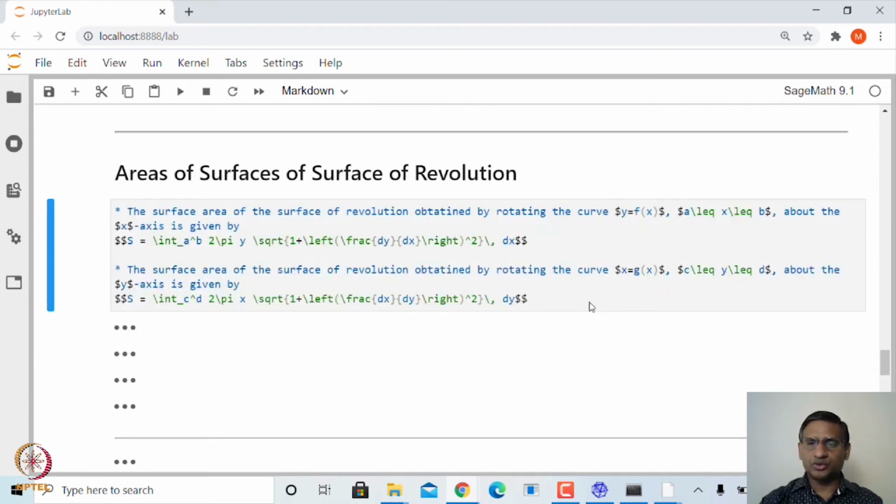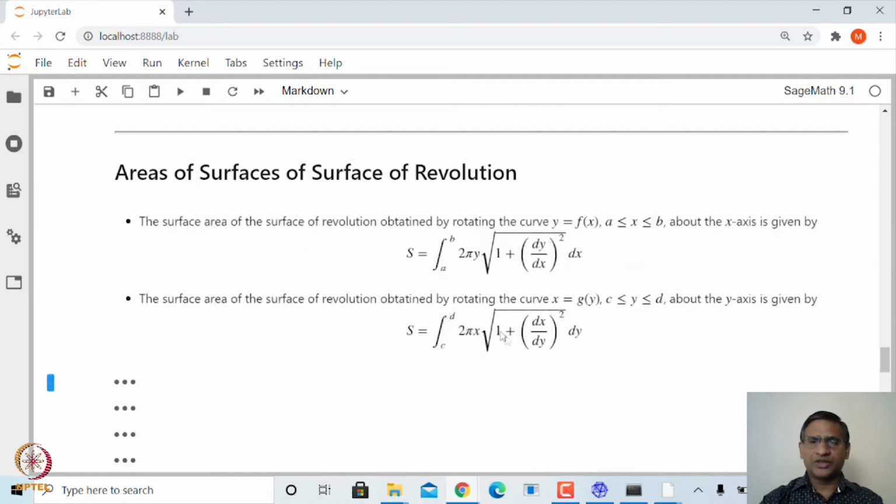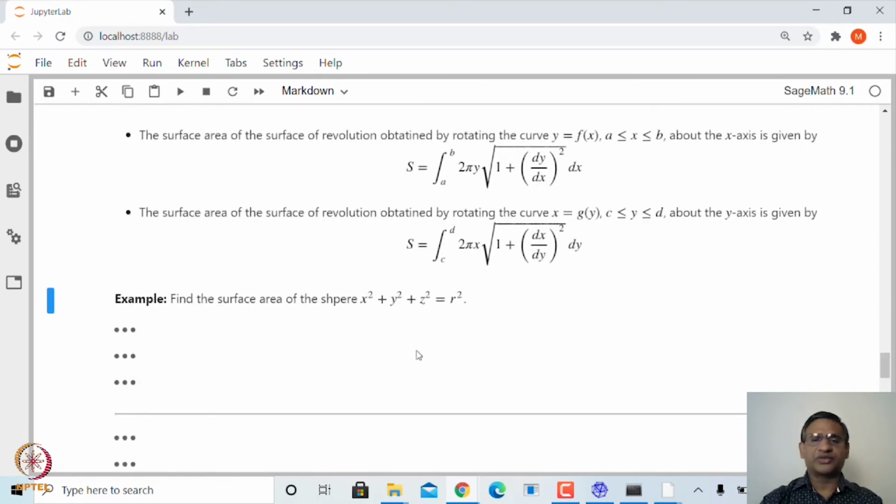So, here it should be x equal to g(y). So, this is the integral from c to d of 2 pi x into square root of 1 plus (dx/dy) the whole square. So, using this, let us try to find, for example, the surface area of the sphere x square plus y square plus z square is equal to r square.